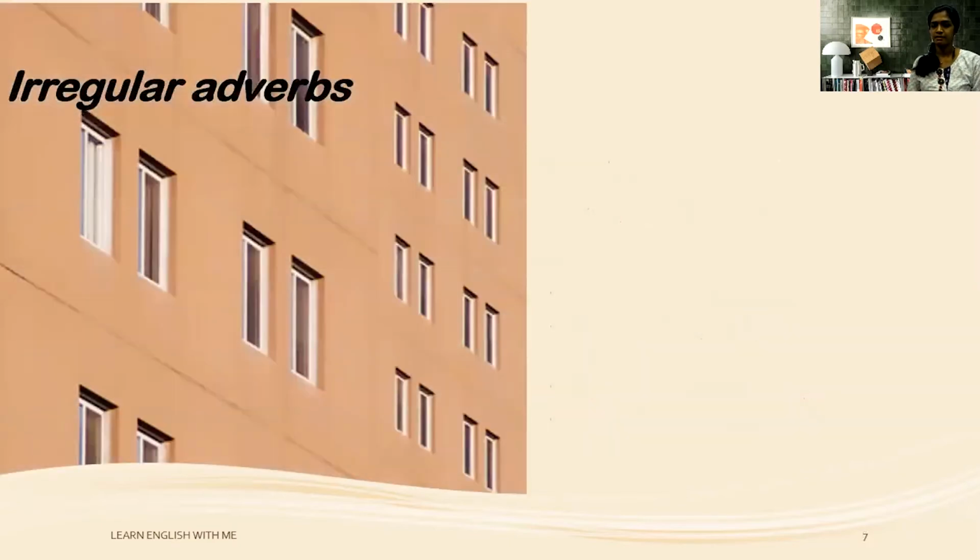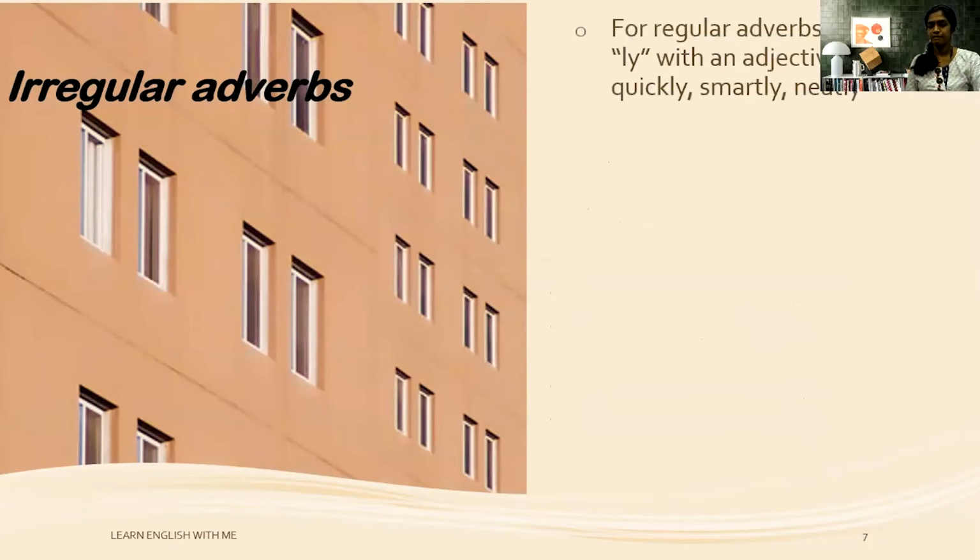The other thing that we have to see, it's about irregular adverbs. Okay. It may sound new to you, but it's a common thing. Like the regular verbs and irregular verbs, there are regular adverbs and irregular adverbs. So we have to check what regular adverbs are. So let me explain you. When you are able to get an adverb by adding ly with a particular adjective, then all those words will come under the category of regular adverbs. For example, quickly, smartly, neatly. Okay.